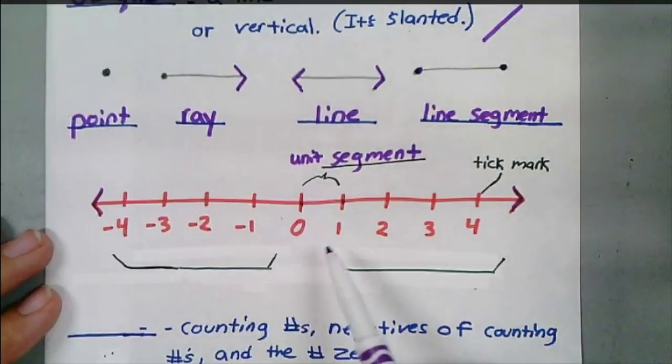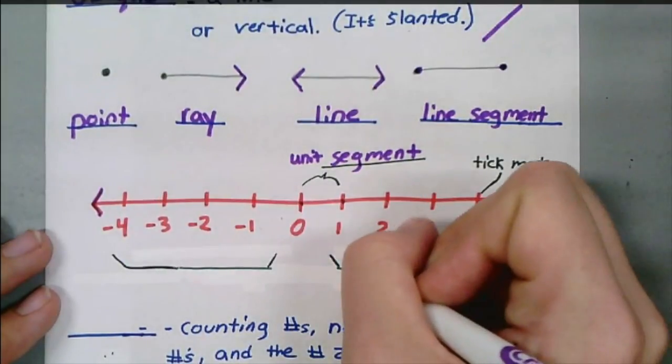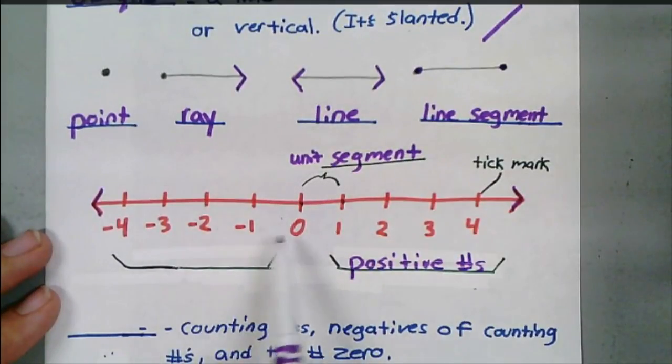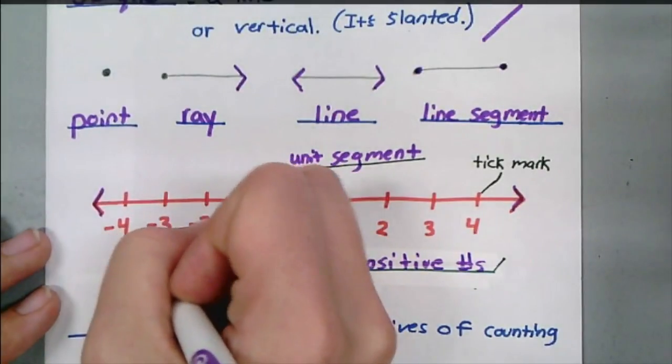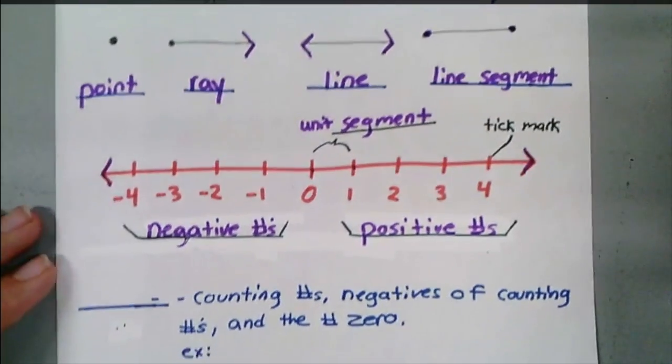On this number line, we have all these numbers, 1, 2, 3, 4, 5, and those are all considered positive numbers. And then on this side, smaller than 0, these are all less than 0. We have -1, -2, -3, -4, and those are all called negative numbers. It's very important to know that negative numbers are smaller than positive numbers.